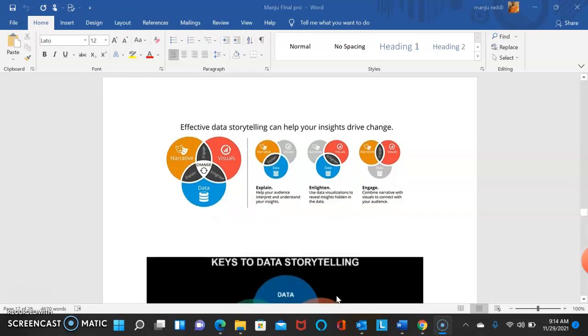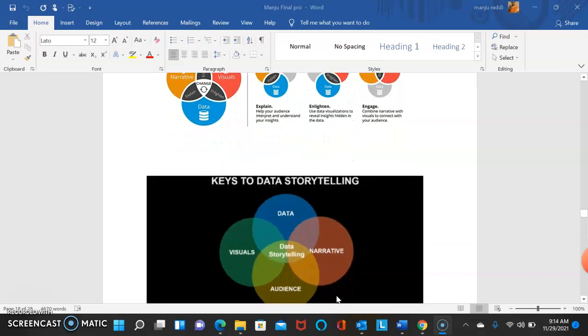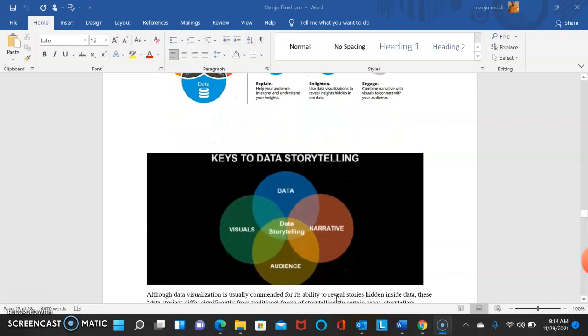The basic key concepts of data storytelling. Find the story in your data, then write. Define the perspective. Create a hierarchy, organized.